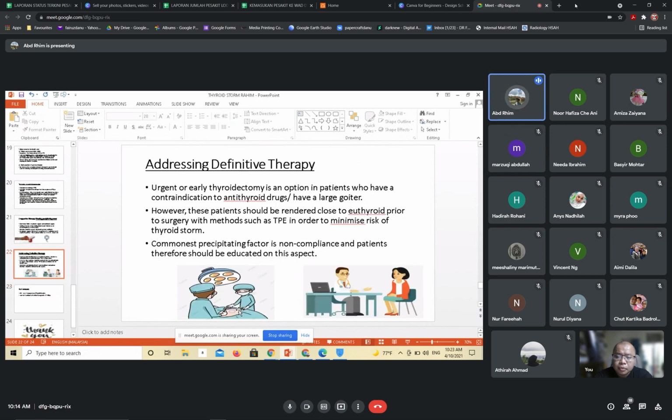For definitive therapy, urgent or early thyroidectomy is an option in patients who have a contraindication to anti-thyroid drugs or have a large goiter. However, these patients should be rendered close to euthyroid prior to surgery with methods such as total plasma exchange in order to minimize the risk of thyroid storm. The commonest precipitating factor is non-compliance and patients should therefore be educated on this aspect.